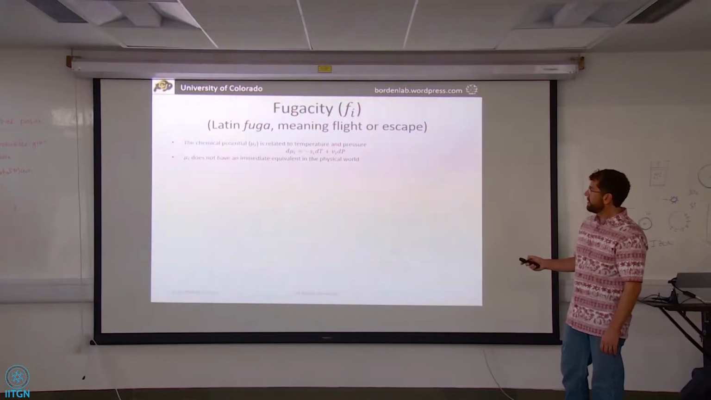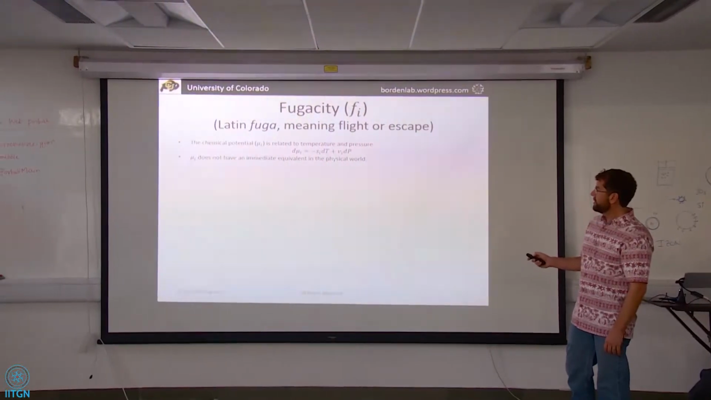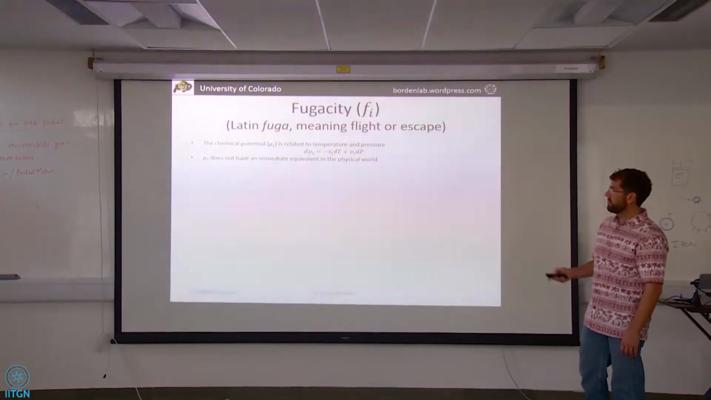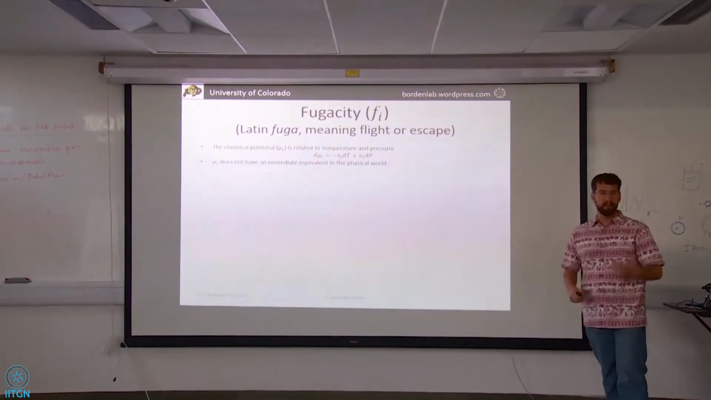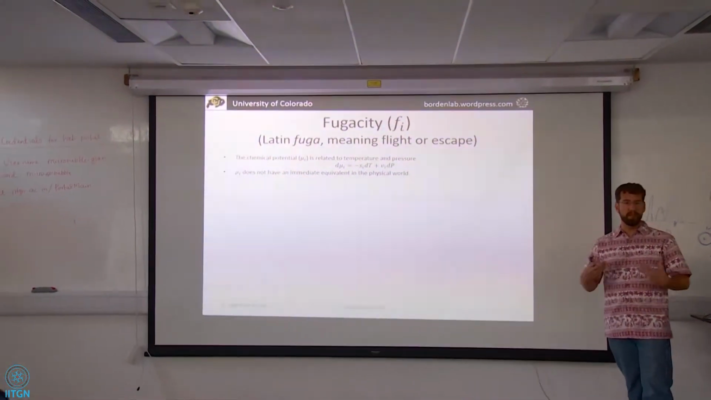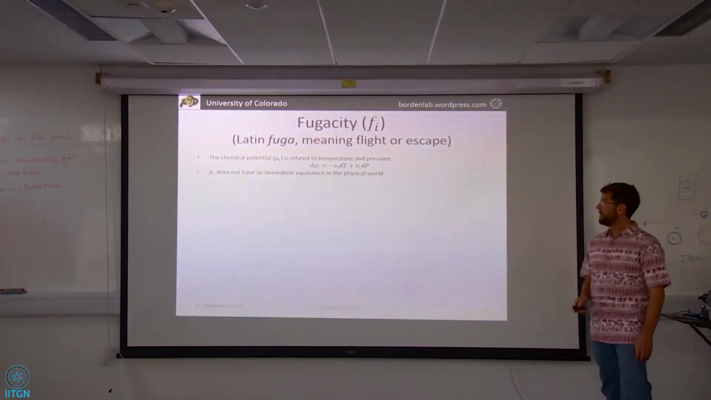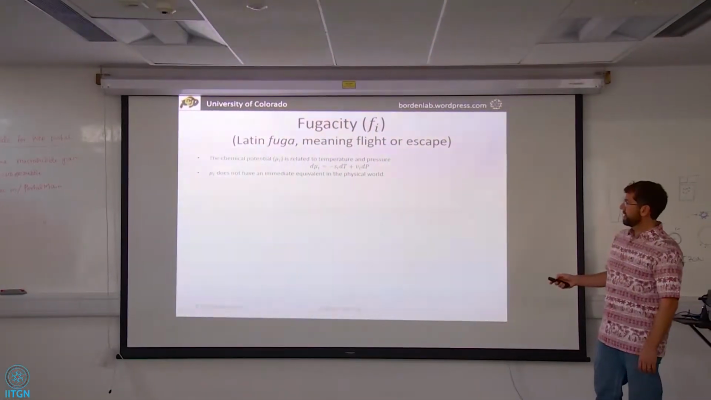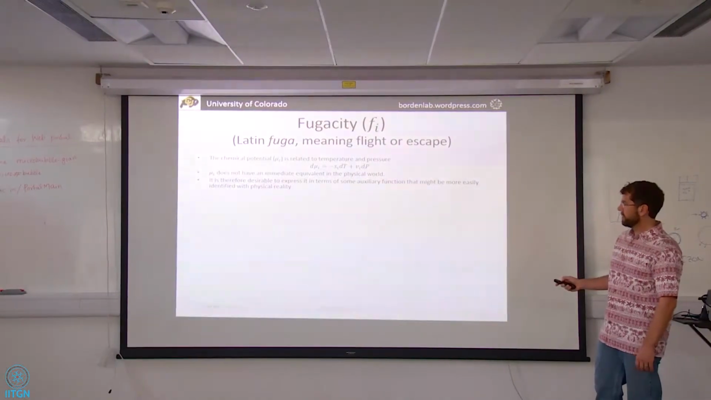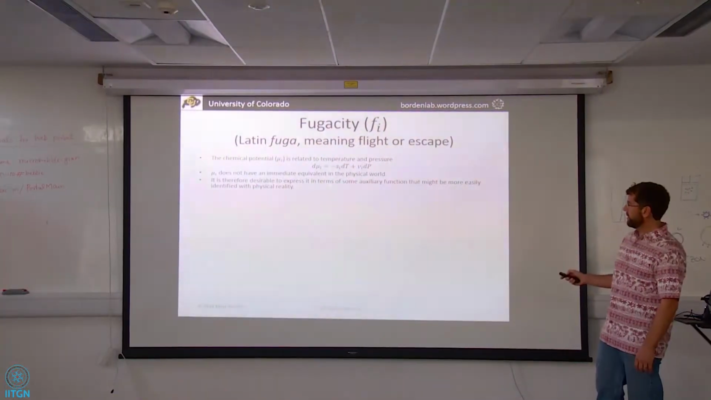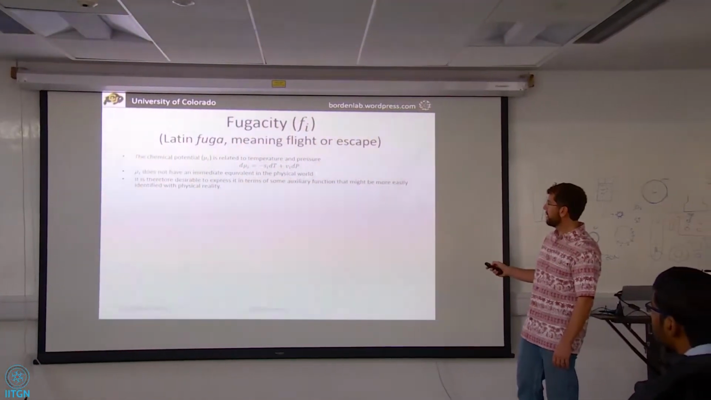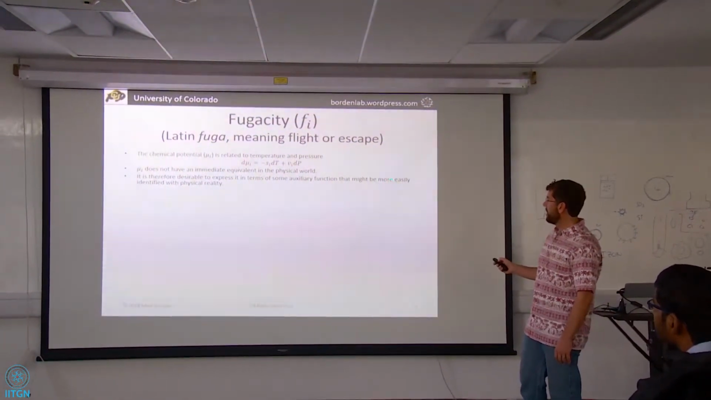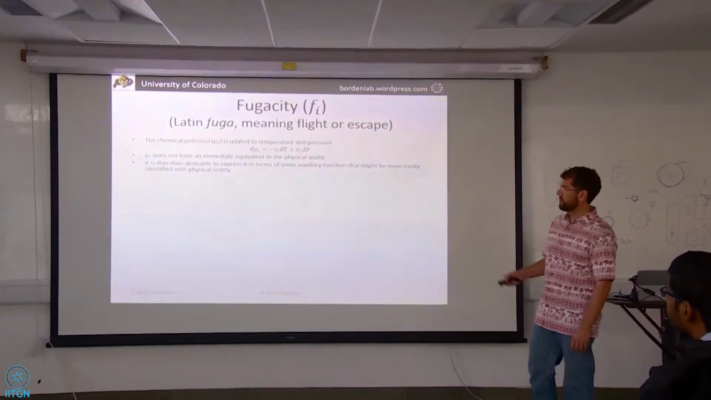So mu does not have an immediate equivalent in the physical world. This chemical potential, whereas temperature and pressure, you can measure pressure, you can measure temperature, you can't measure the chemical potential. So it's therefore desirable to express mu in terms of some auxiliary function that might be more easily identified with physical reality.